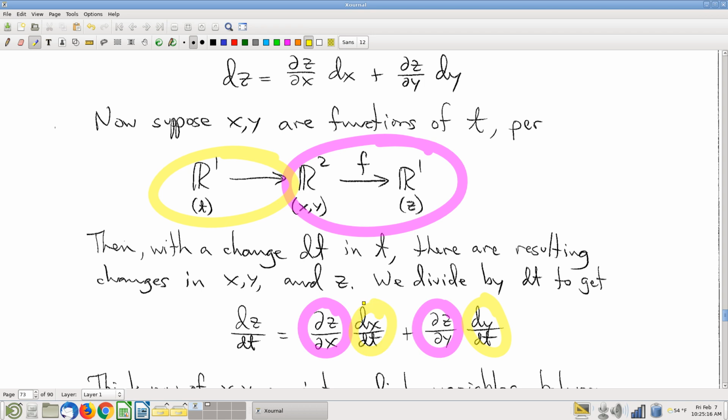And so the composition derivative can be computed from individual partials. So this is highly reminiscent of the single variable chain rule. This is our first version of the multivariable chain rule.